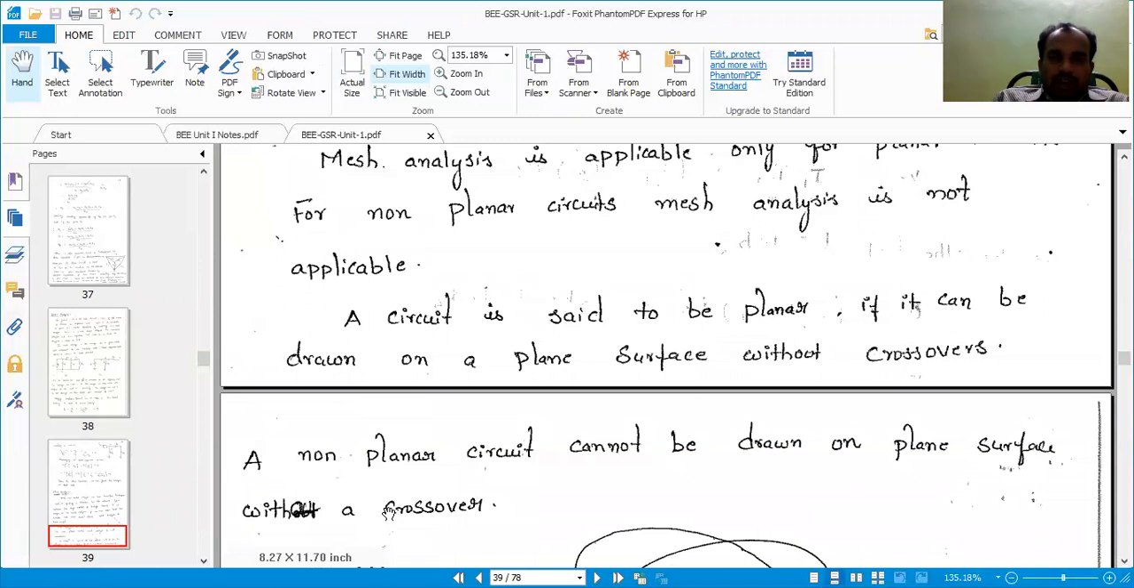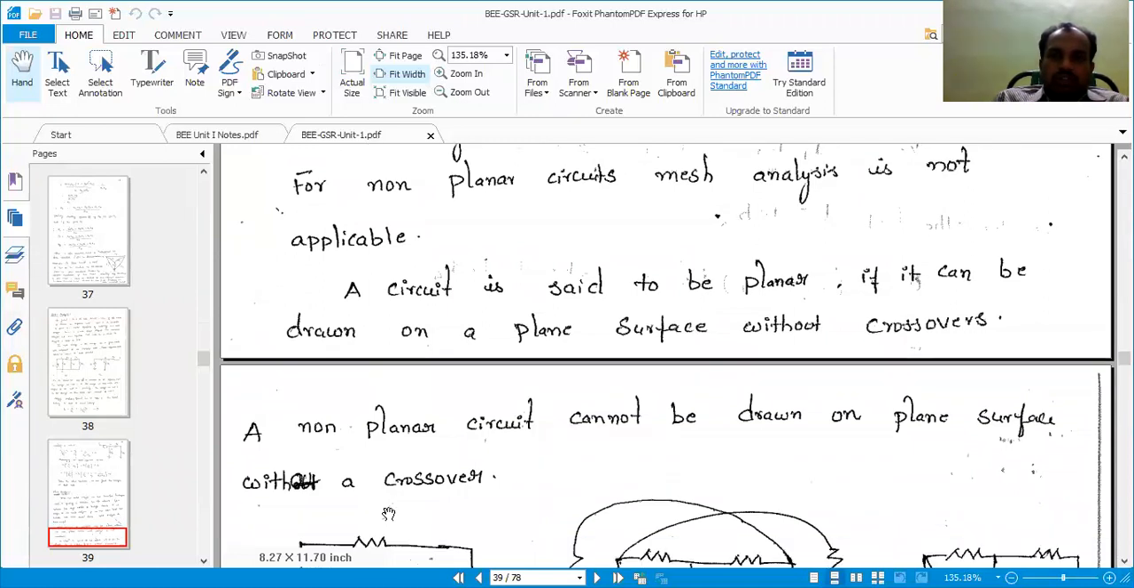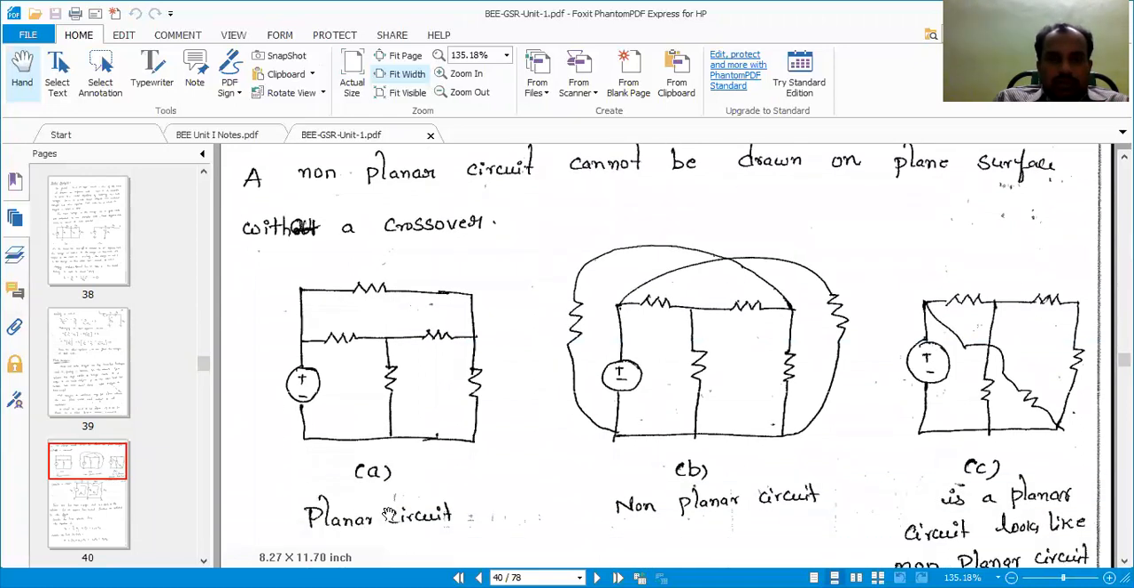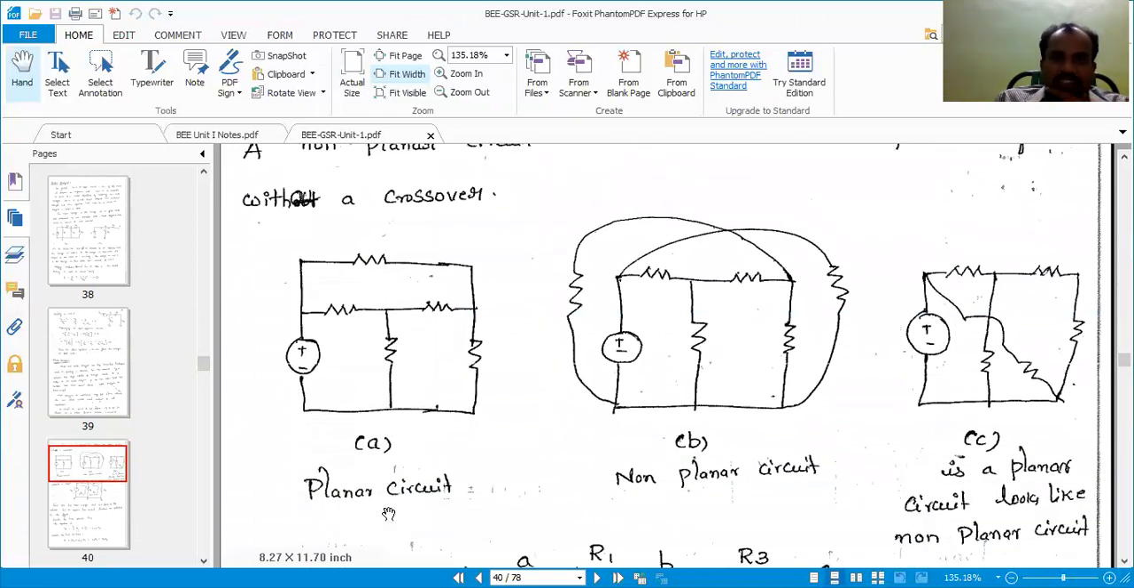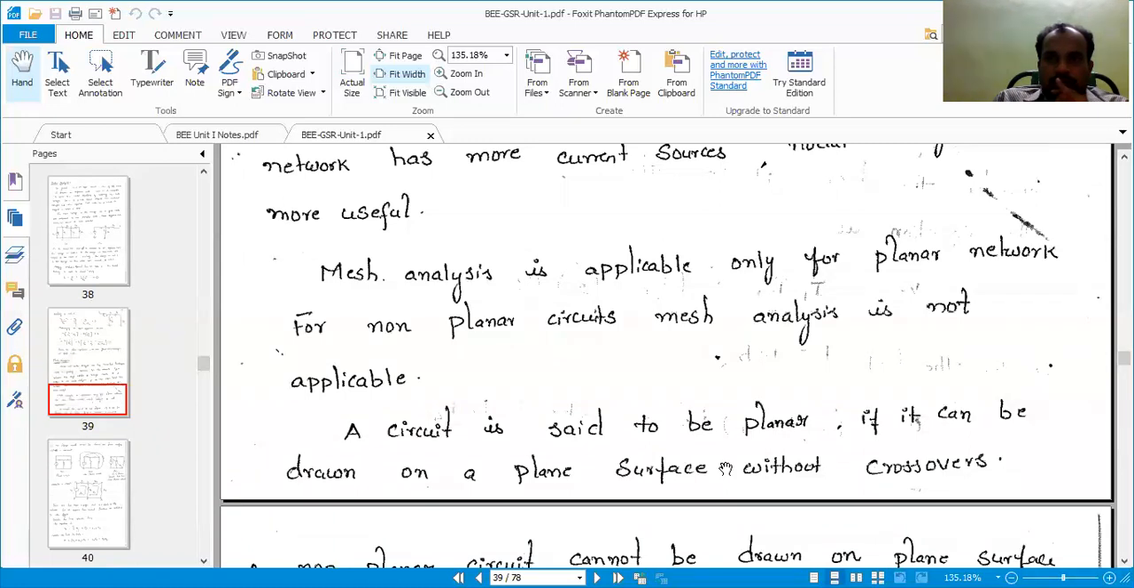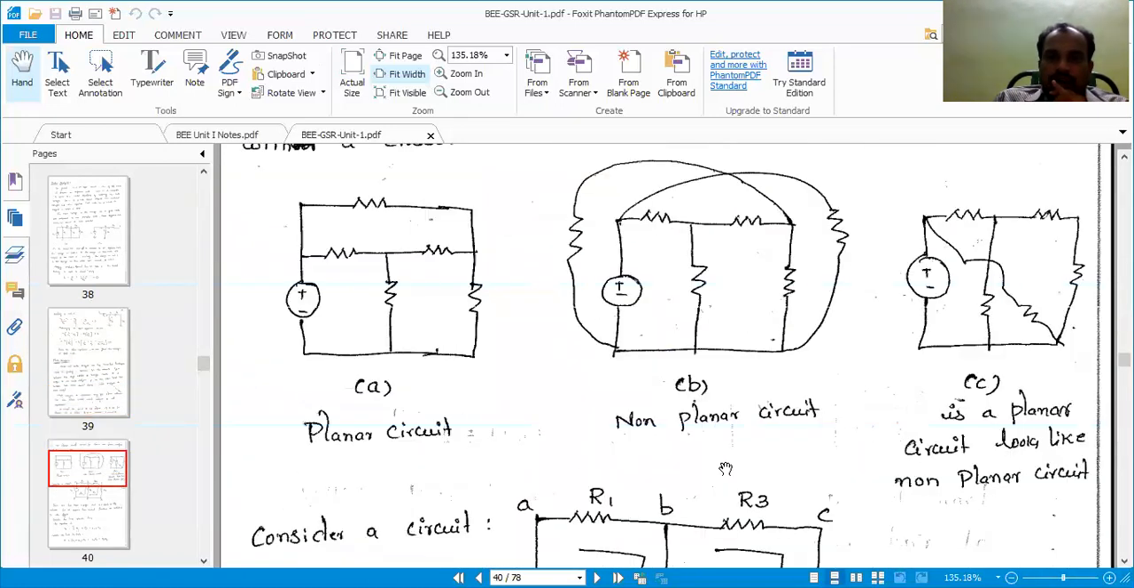A circuit is planar if it can be drawn on a plane surface without crossovers. Non-planar circuits cannot be drawn on a plane surface without crossover. These are examples of planar circuits. The second one is a non-planar circuit. Mesh analysis is applicable only for planar circuits, not non-planar circuits.